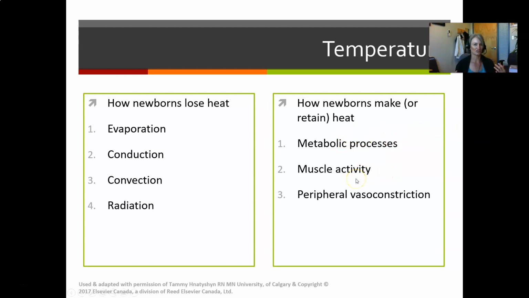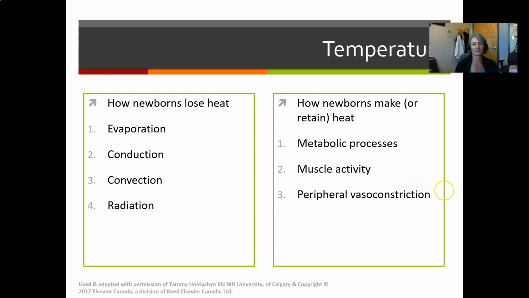Muscle activity, they can shiver, but newborns don't typically shiver. They'll tend to flex in to try and retain that heat. And then, of course, we get peripheral vasoconstriction. So if you see a newborn that's transitioned well, and then all of a sudden it looks like they got a little bit of mottling or that acrocyanosis again, so that the base of their fingernails are kind of cold or a little mottled again, they're maybe a little too cold.